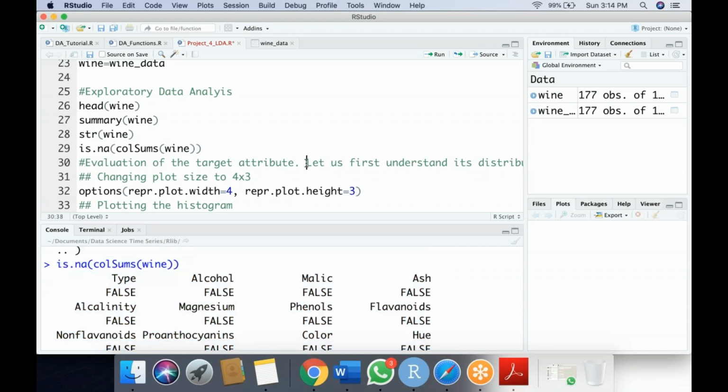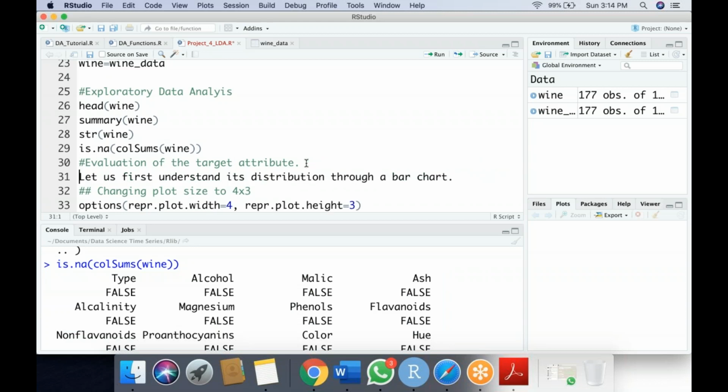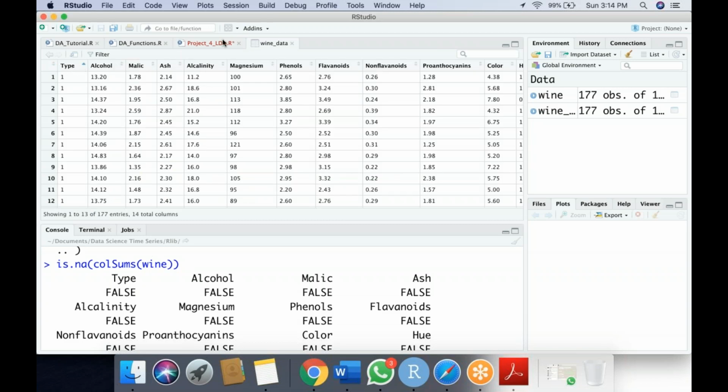Now we have to basically understand the target attribute. So what is the target attribute over here? Type. The type is basically the target attribute.